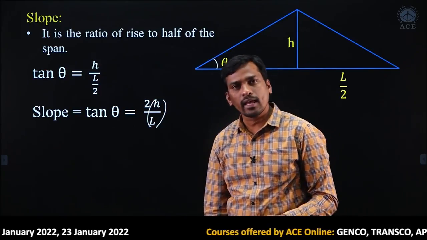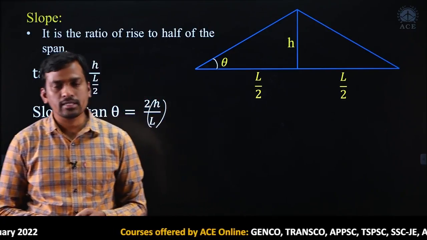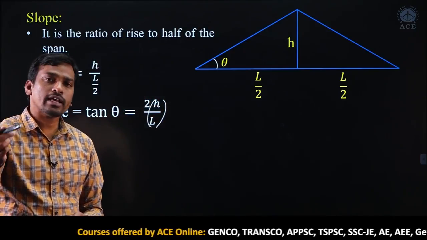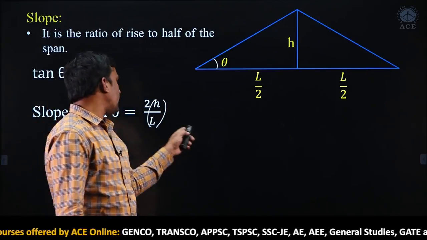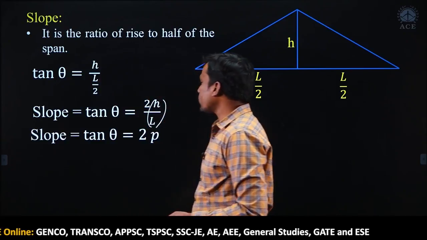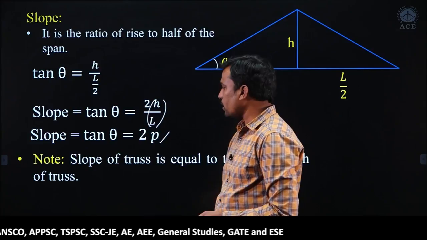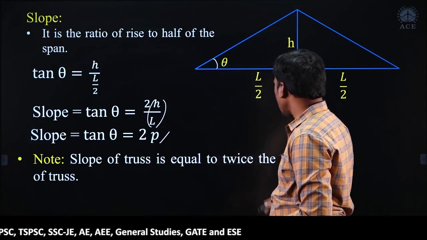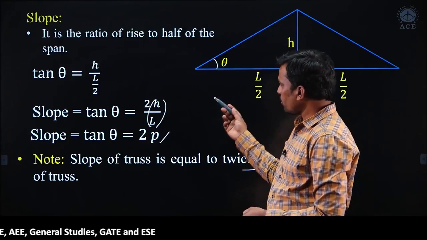Then what is h by L? What is the definition of pitch? Definition of pitch is the ratio of rise to span. What is span here? Length is span. Then your slope equals 2 times pitch. So what is the note point here? Slope of truss equals twice the pitch of truss. Please note down.